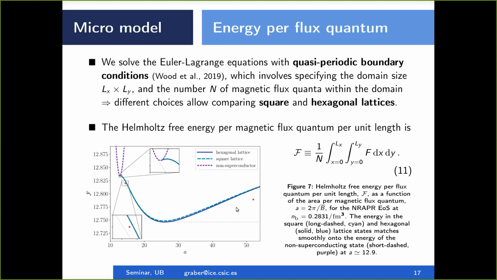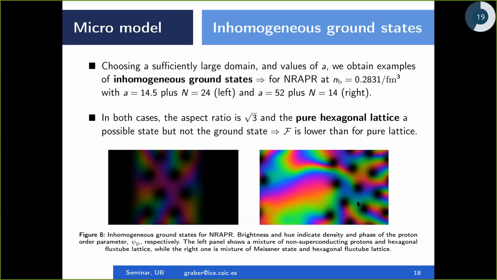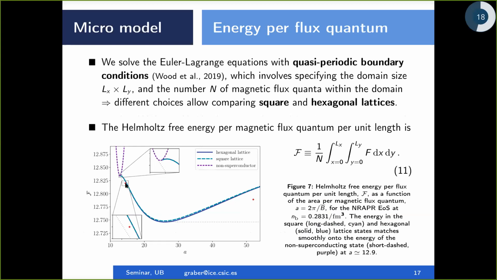So what does this actually mean? In principle, the pure hexagonal lattice would be a possible state of the system, but it's not actually the ground state. So the system can minimize its energy further by having parts of the system in a lattice state and part not in a lattice state. So in the case of this left dot here, what I essentially get is a mixture of non-superconductor and flux tube.